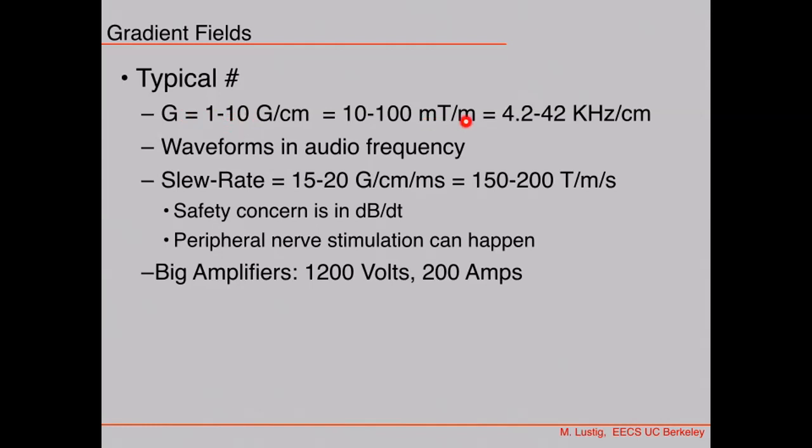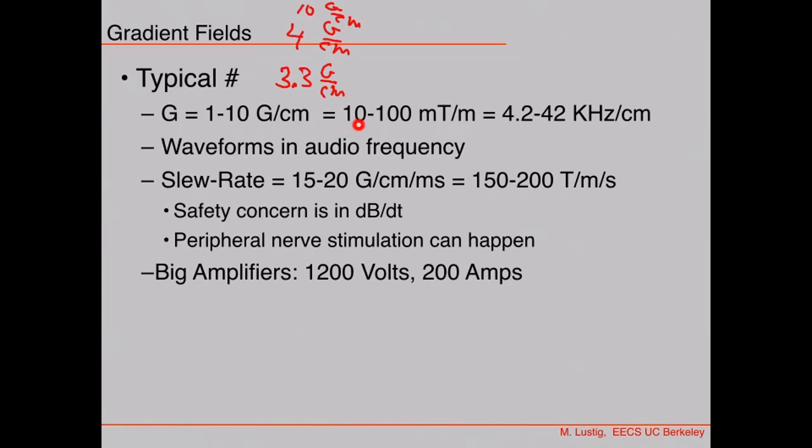Other units are millitesla per meter. Typical scanners will have anywhere between 1 to 10 Gauss per centimeter. Our 3T scanner has 3.3 Gauss per centimeter maximum. That's the 3T GE that we have. The Siemens has 4 Gauss per centimeter as its maximum, and then the 7T, I think, will have 10 Gauss per centimeter, if I remember it correctly. So these are the typical values. Another unit that you often use is millitesla per meter.